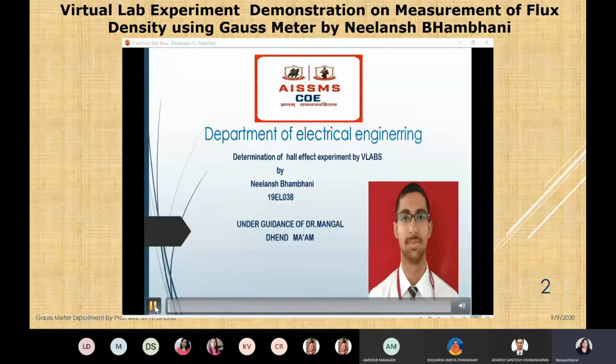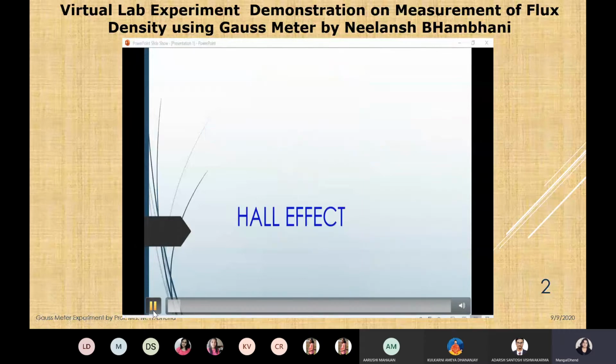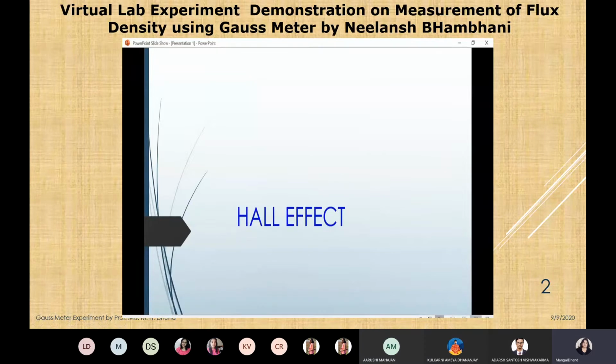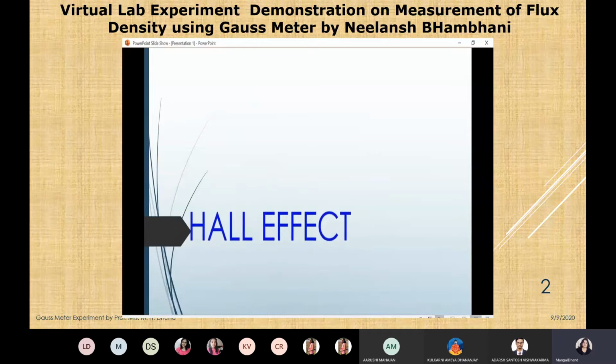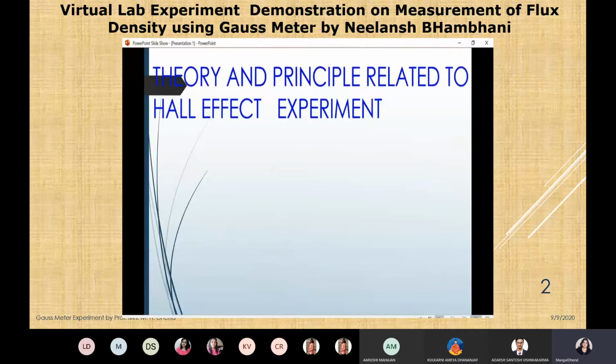Hello everyone, myself Nilansh from Bani from ASMS EOE, Department of Electrical Engineering, is going to demonstrate the Hall effect experiment by virtual lab under the guidance of Jane ma'am. You are hearing the sound, no, students? Students? Yes, ma'am. Okay. The principle related to the Hall effect is that when a current carrying conductor is placed in a magnetic field, a perpendicular voltage is measured at a right angle to the current path. This voltage is called Hall effect voltage.